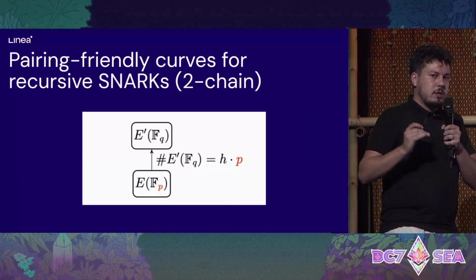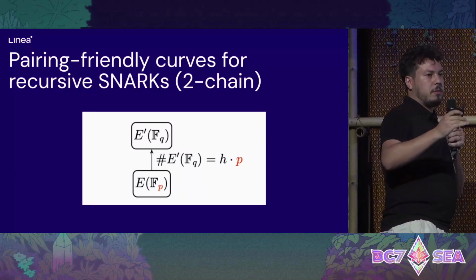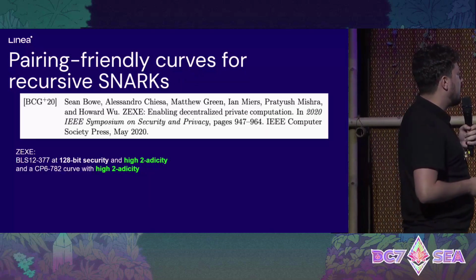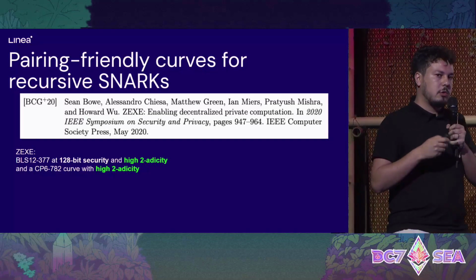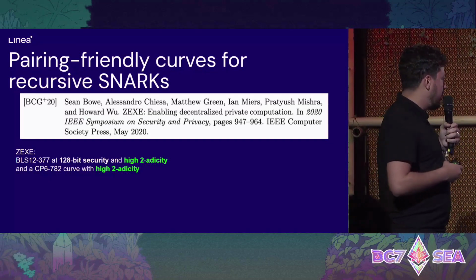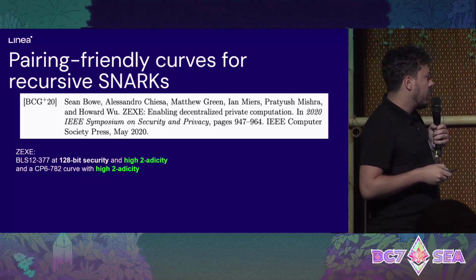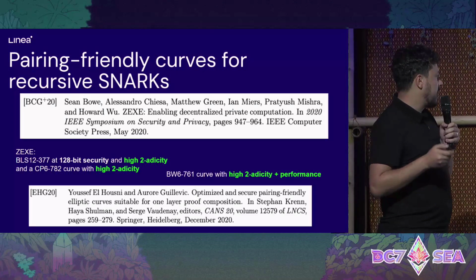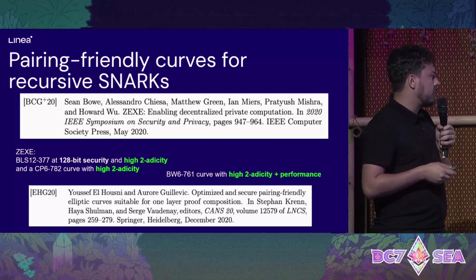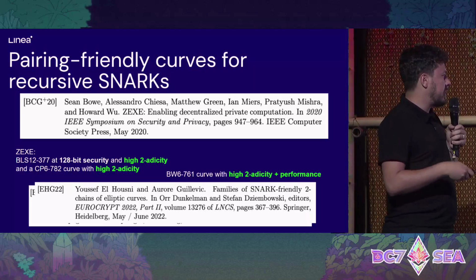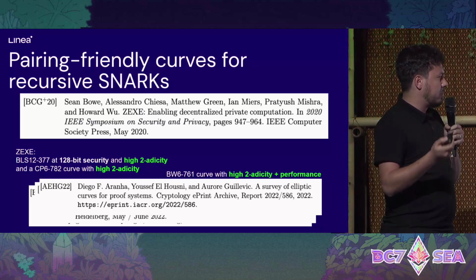Now, if you want just recursion, but not infinite recursion, you just need to do a proof of a proof, maybe just for aggregation, you need two chains. So there is this famous paper called ZEXE. They introduced this curve called BLS12-377, which is used, I think, in Aleo and in Celo, other blockchains, and some Cocks-Pinch 6 curve in, I think, 2020 on ePrint at least. And the same year, we proposed, with Aurore Guillevic, another BW6 curve that was more efficient, and we generalized this to any elliptic curve and families, but it was just research.